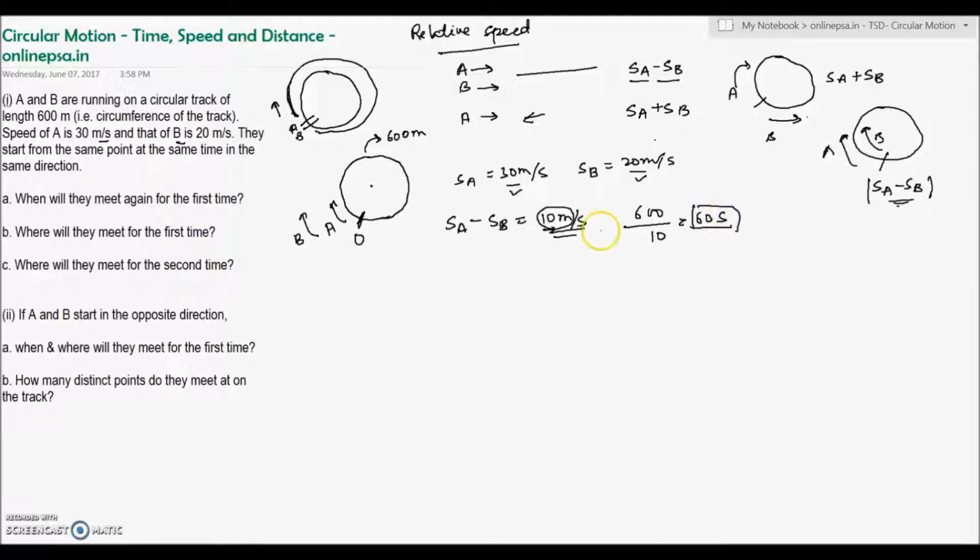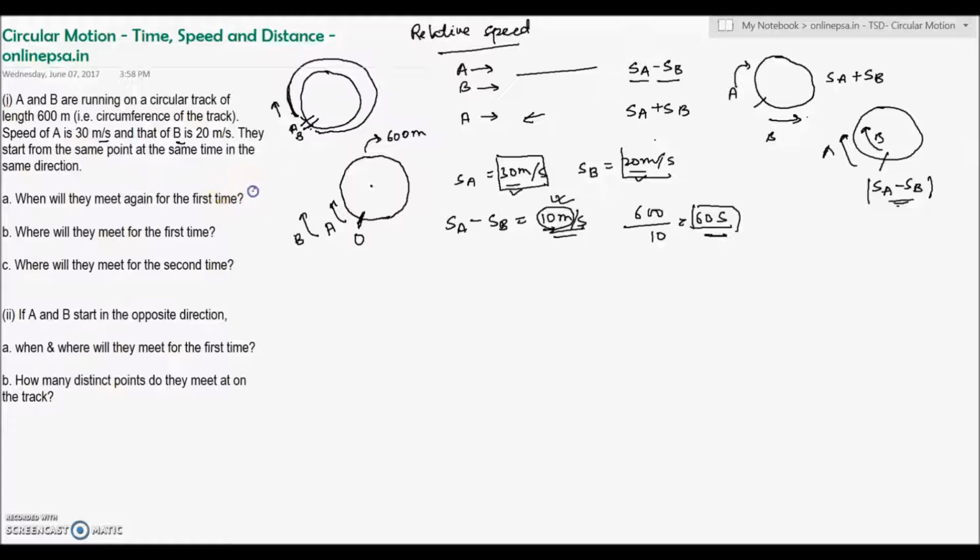Hope you understand. Every second A tries to catch up with B by covering a distance of 10 meter. And where is that 10 meter coming from? 10 meter per second is coming from the relative speed of A and B, right? If you freeze B here, then you can tell that A is moving ahead with a speed of 10 meter per second because both are moving in the same direction. So after 60 seconds, A catches up with B.